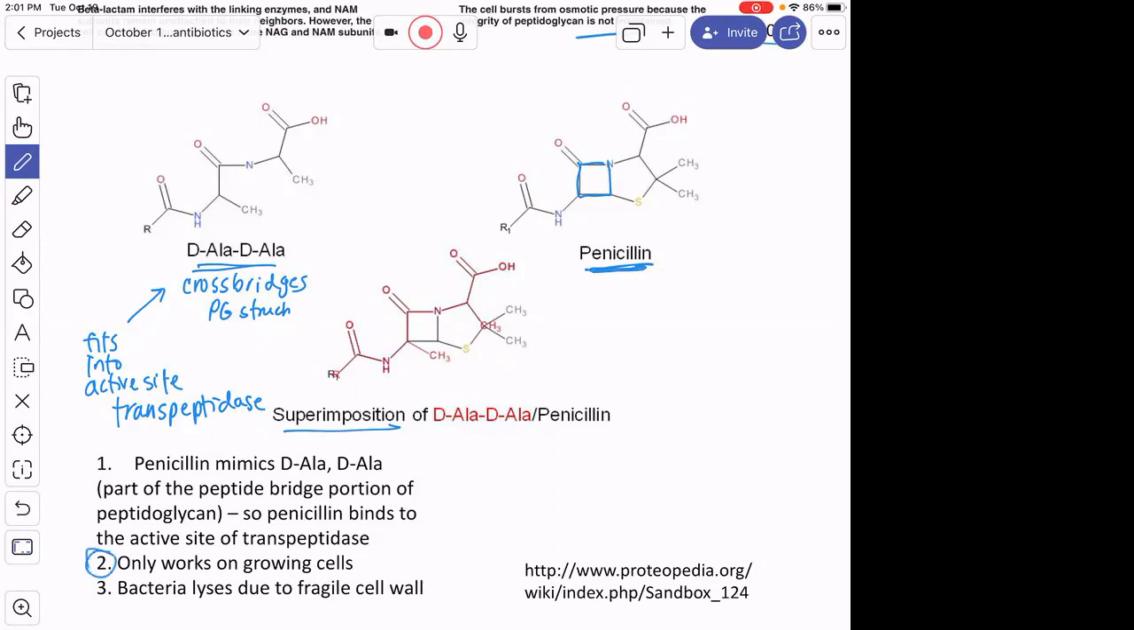Okay, important to remember, this is only going to work on growing cells. If that cell wall is not actively growing, then it's not really going to do any damage. Transpeptidase doesn't have any jobs to do if the cell is not growing. And again, bacteria lyse because of osmotic pressure, not necessarily because any particular damage is done to the DNA or proteins or anything like that.